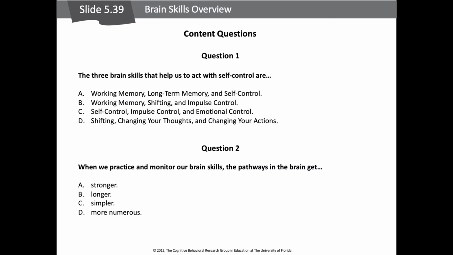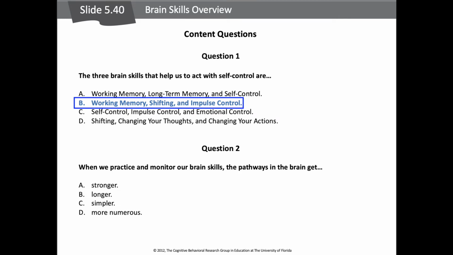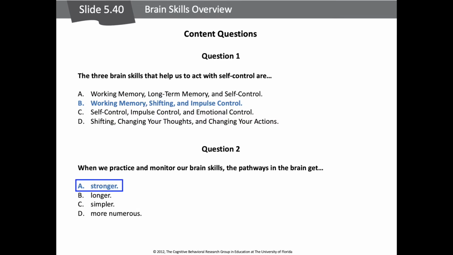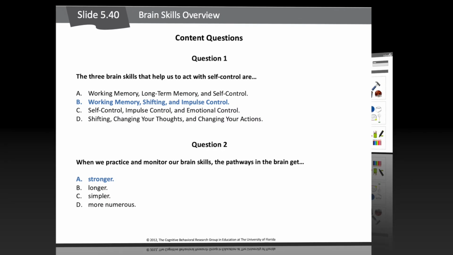Turn to the content questions for Unit 1, Lesson 5 in your iControl student workbook to check your understanding of this lesson. Pause the video while you answer the questions. When you're done, press play. For question 1, if you selected B, you are correct. The 3 brain skills that help us to act with self-control are working memory, shifting, and impulse control. For question 2, if you selected A, you are also correct. When we practice and monitor our brain skills, the pathways in the brain get stronger.